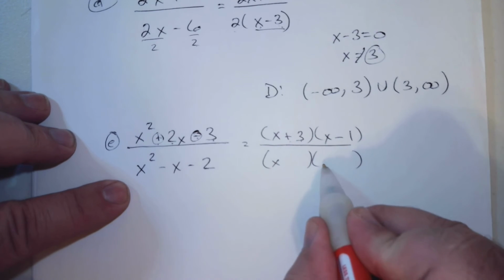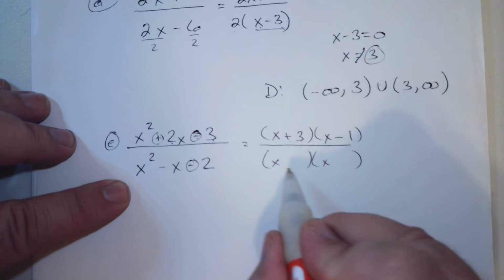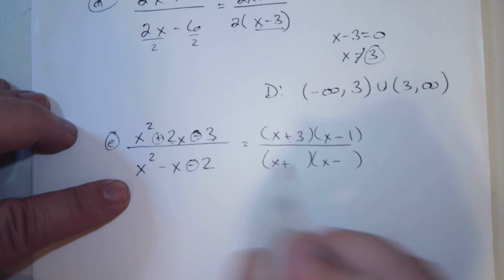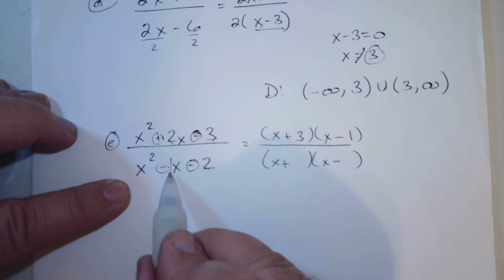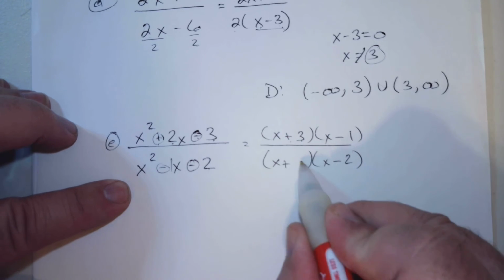Same thing down here. Opposite signs, one's plus, one's minus. The bigger number gets a minus. What times what is 2? When you subtract them, you get 1. 2 and 1.